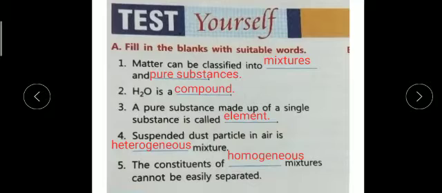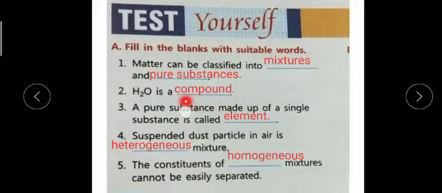On page number 40, I have already solved it and we have discussed it, but so that you can all match your answers, that's why I made this video. Matter can be classified into mixtures and pure substances. You can write anything. I don't have space here to write the pure substances, so I have written it in the other blank. Matter can be classified into mixture and pure substance.